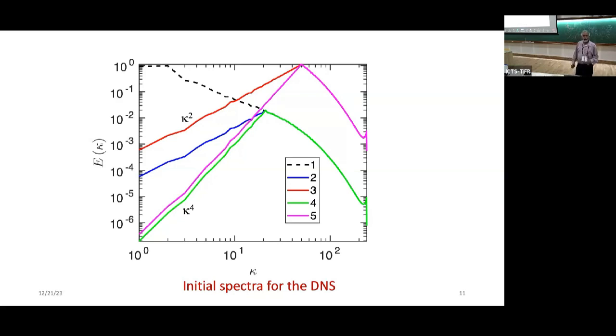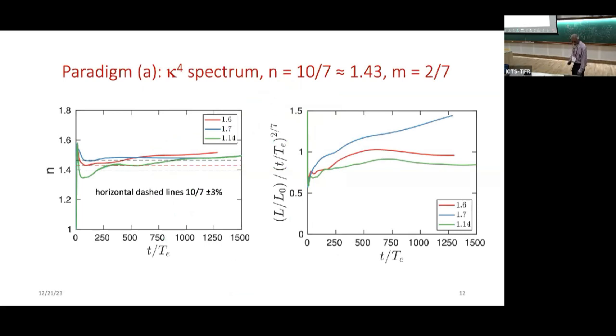Because one could have done another experiment in DNS. Yes. Forcing at the peak. Yes. And then allowing the system to equilibrate. Right? We have that. Very similar, probably. I will show you what happens. So that's the initial spectrum. And for the k to the power 4 case, where you expect this from Kolmogorov, that is 1.43, and the length scale is supposed to grow like 2/7. The spectral rate of decay exponent is like that.